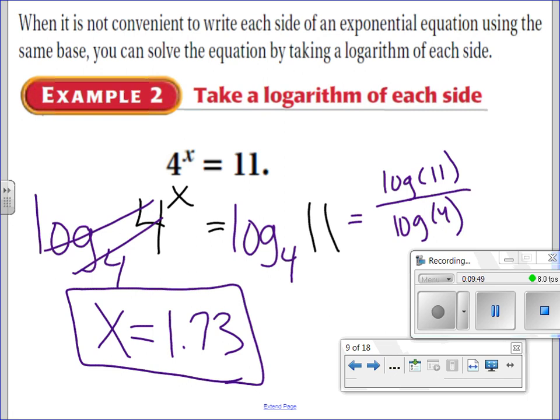Oh, actually, I believe you're on the TI-83 thing. This is the TI-83 way. Ethan? Log 11 divided by log 4. I'm going to show you my calculator. There's 1.73. Okay. Awesome. Ready for a new one?